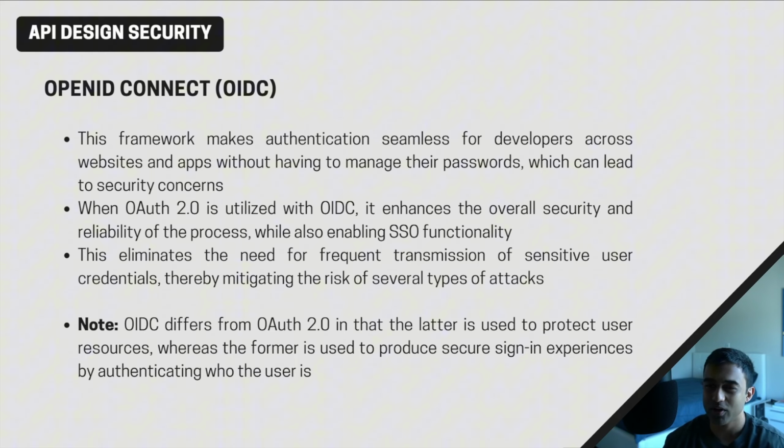When OAuth 2.0 is utilized with OpenID Connect, it enhances the overall security and reliability of the process while also enabling SSO functionality. This eliminates the need for frequent transmission of sensitive user credentials, thereby mitigating the risk of several types of attacks. Note that OpenID Connect differs from OAuth 2.0 in that the latter is used to protect user resources, whereas the former is used to produce secure sign-in experiences by authenticating who the user is.